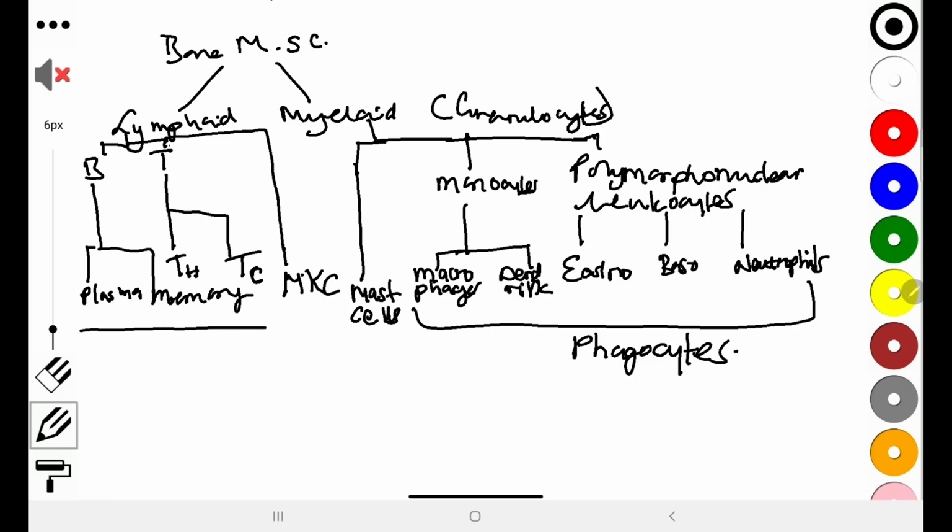Okay, so these ones here are the lymphocytes. Okay, but these are the granulocytes. We have the phagocytes, which include the monocytes and the polymorphonuclear leukocytes, and then we also have the mast cells. So basically, this is what we talk about when we are alluding to white blood cells.